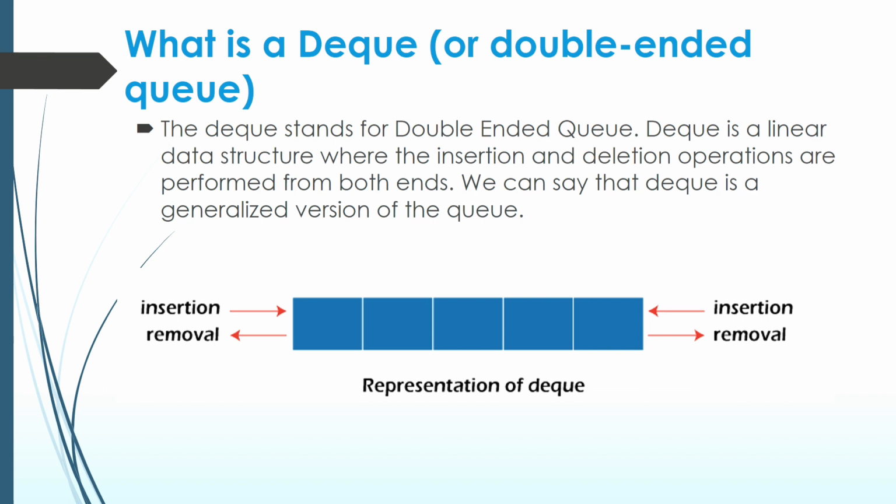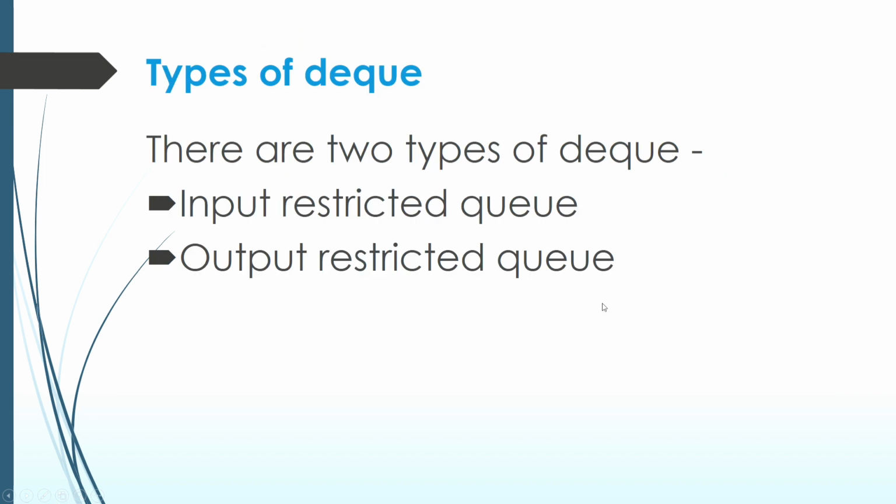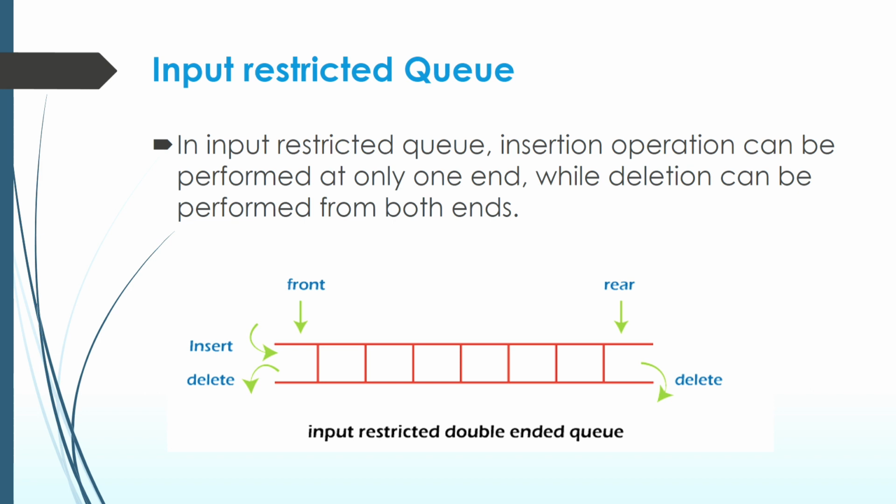The representation of the DQ is given as follows, right? This is a representation of DQ, the insertion and removal. We can say these are two operations actually, insertion and removal, occurring at both the front end and the rear end. So there are two types of DQ, input restricted queue and output restricted queue, right?